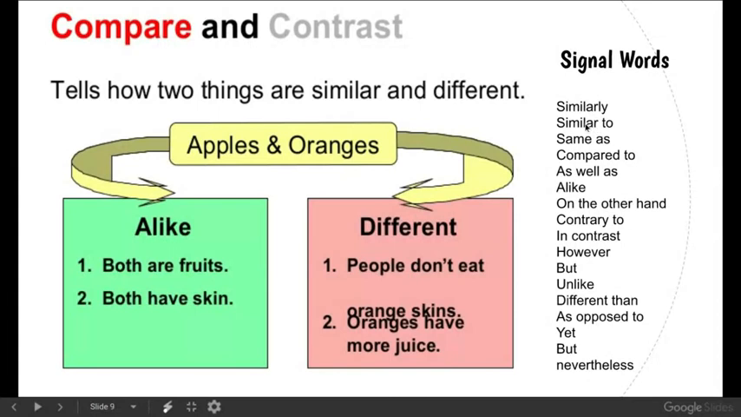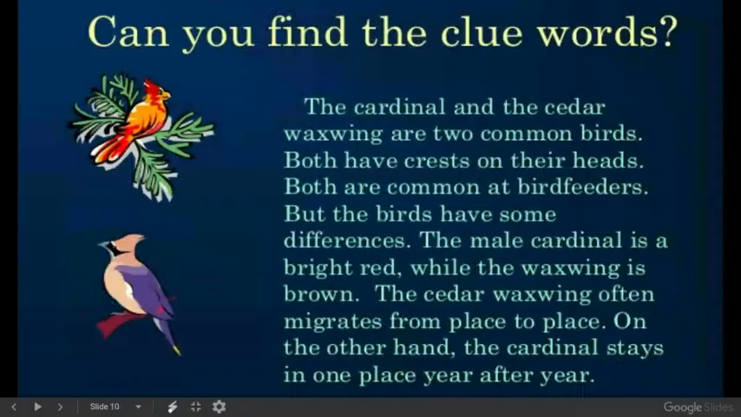Some signal words that you have to know are on the contrary, in contrast to, as well as, similar to, yet, but, as opposed to, different than, nevertheless, on the other hand. Can you find the clue words in this text?